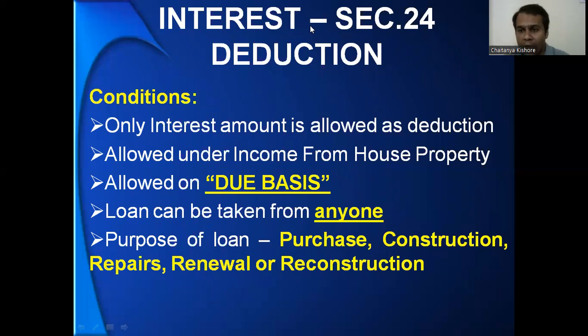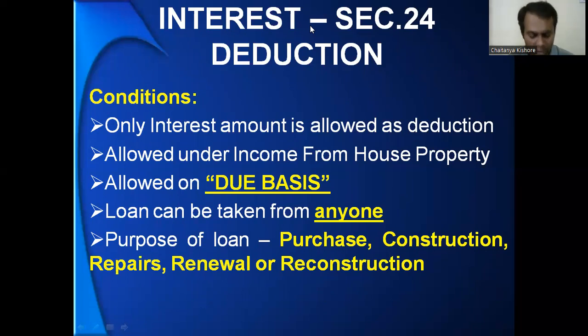And that is allowed on due basis. Suppose interest has become due and you have not paid the interest, still you can claim the benefit of 24. And most important, the loan can be taken from anyone. As discussed earlier, for 80C, you can get the deduction only if you have taken the loan from government banks and all. But for 24, you can take the loan from anyone, and you can get the benefit of section 24 deduction for the interest part.